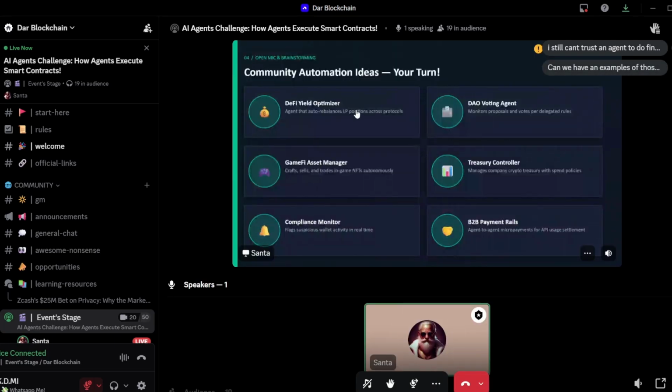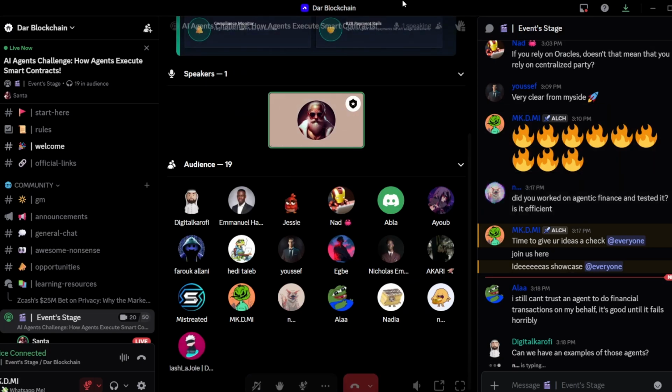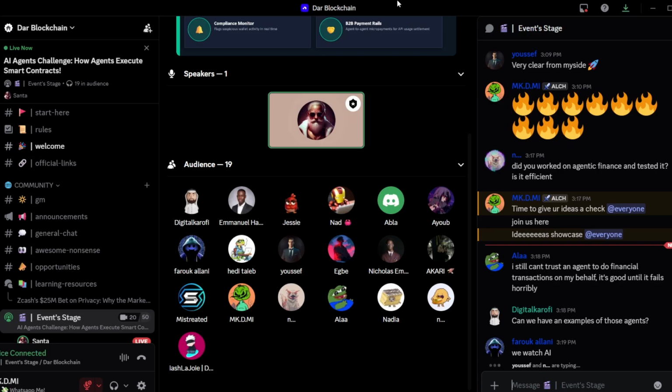To be honest, I'm wondering what our purpose will be in the future. If we have AI agents making money for us, if we have everything done by the AI, what's our purpose? I don't know. I don't know. I still think trusting an agent to do financial transactions on my behalf is good until it fails horribly.